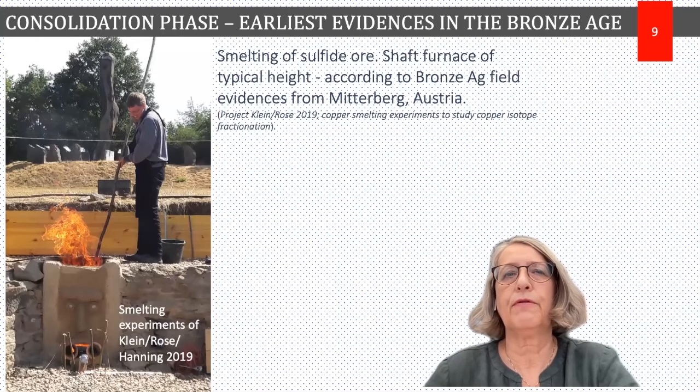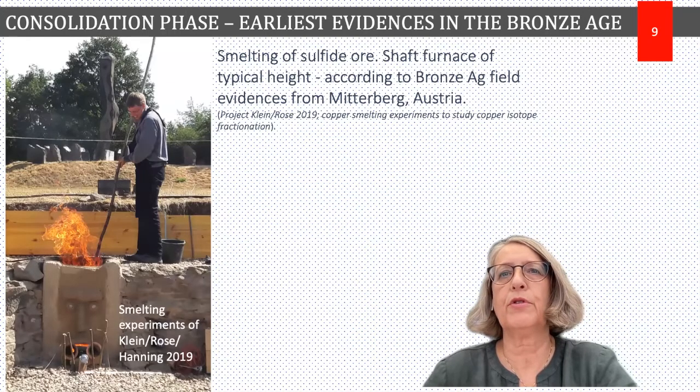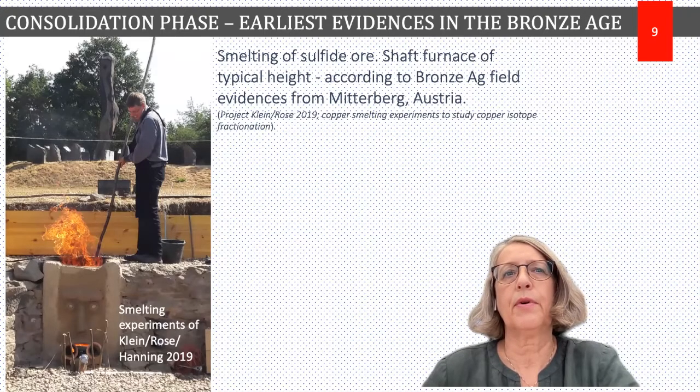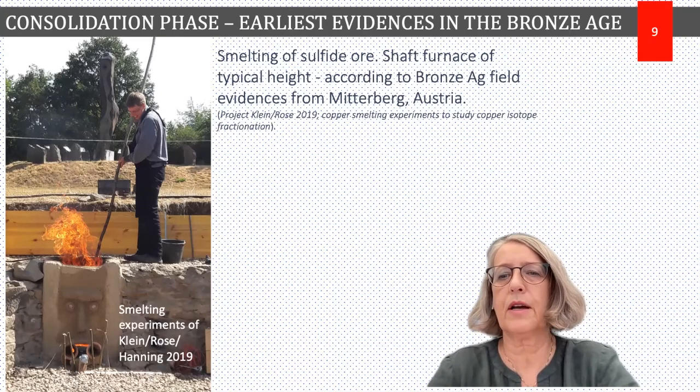The consolidation phase goes along with shaft furnace constructions and the smelting of sulfide ores. These furnaces had a comfortable height, as this example of experiments shows. They were in use from the Bronze Age on and then continuously for quite a long time.